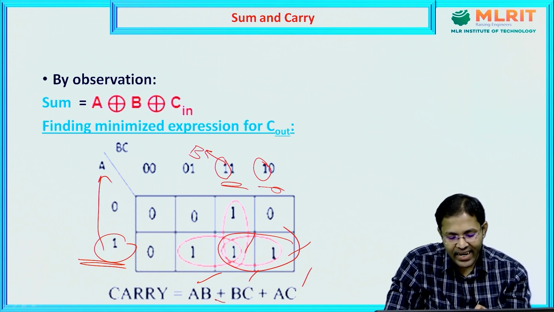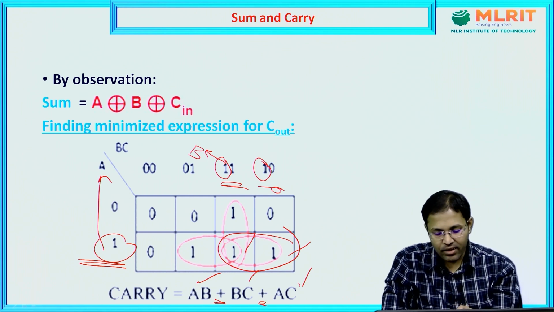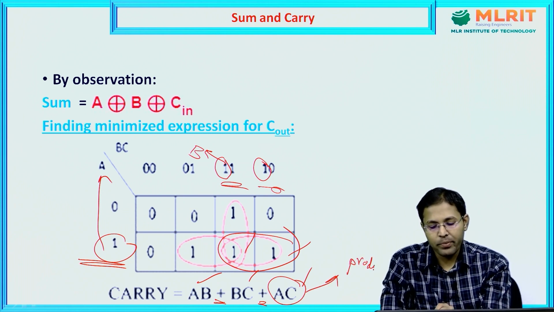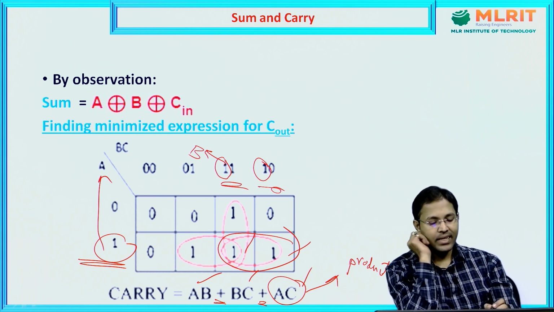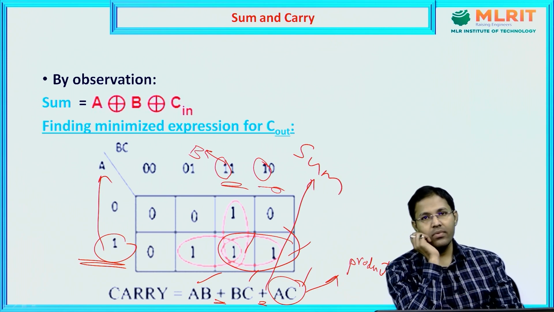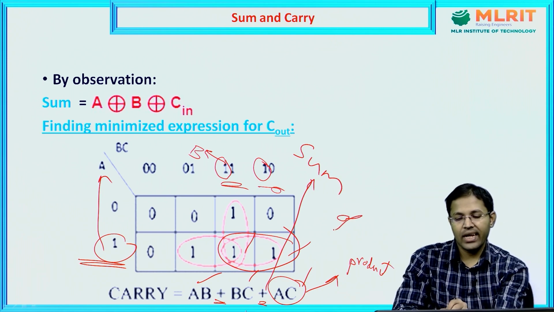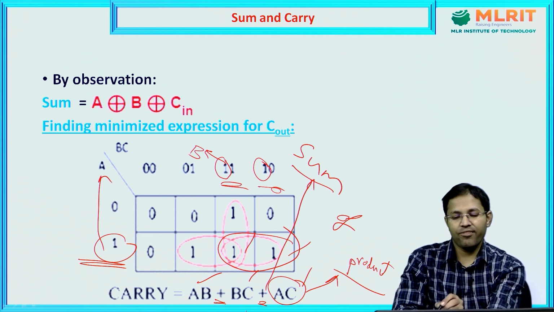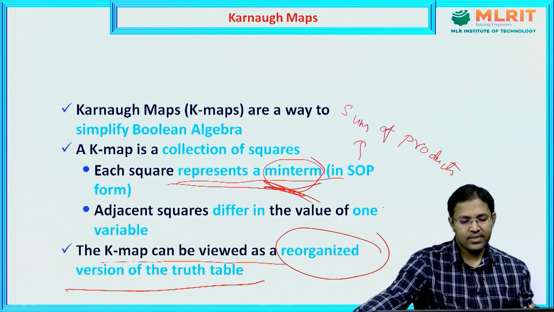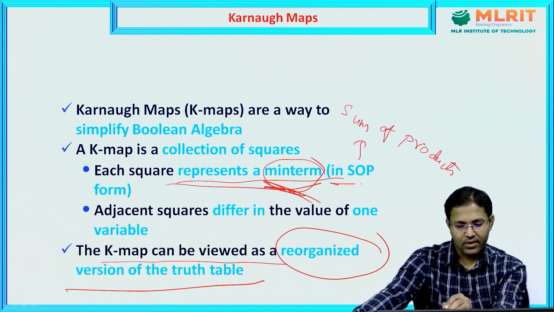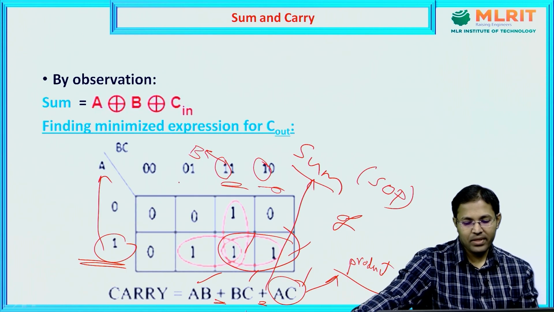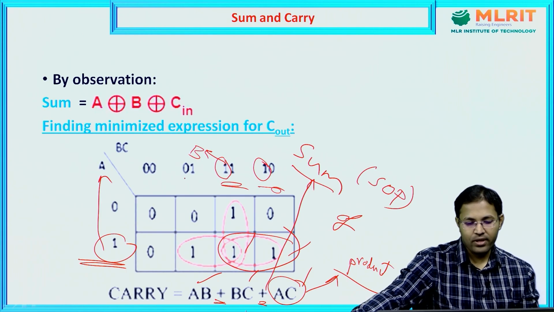Now we have to add these together. If you see, this is a product, A into C. Then plus is nothing but sum. Hence this form is sum of product, SOP, and that is what is mentioned here. Sum of products form. So now let us develop the circuit diagram for this.